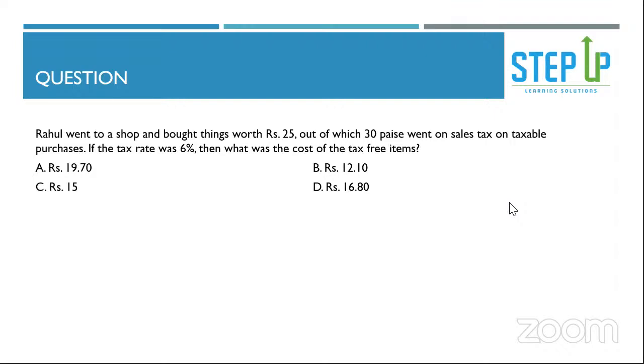Okay, anyone got the answer for this one? Did you understand the question? There is some tax-free article, there is some taxable article, and you will be paying tax on the taxable one, and this will be your total cost. 19.7, Siddhartha, that's correct.